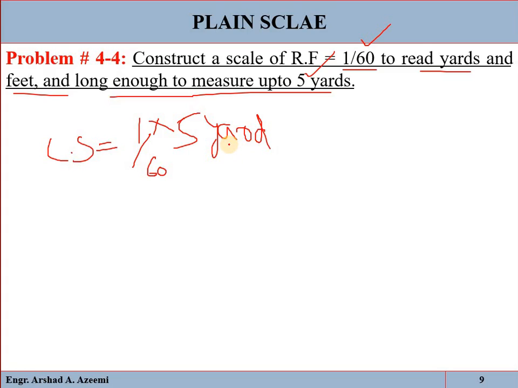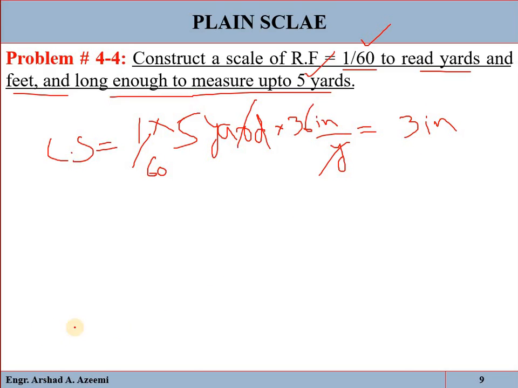So 1/60 multiplied by 5 yard, and see, in 1 yard we have 36 inches. So yard will be cancelled with yard. 36 multiplied by 5 divided by 60, so you will get 3 inches, because 36 multiplied by 5 is 180, divided by 60 is 3 inches.